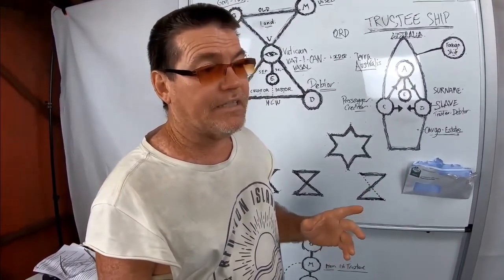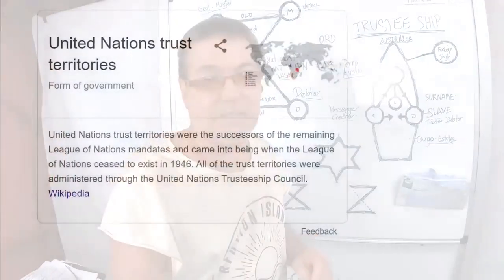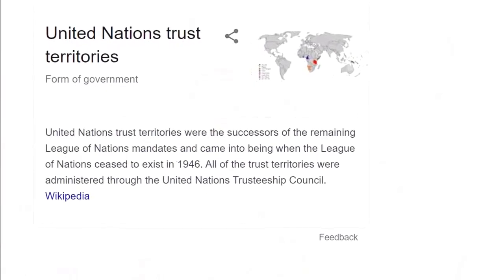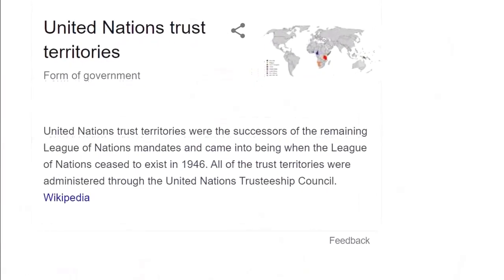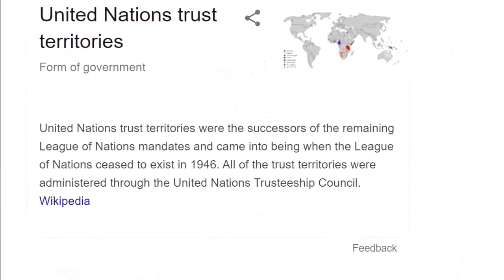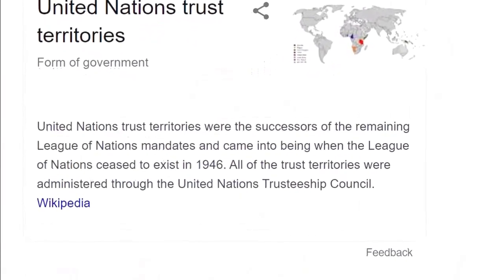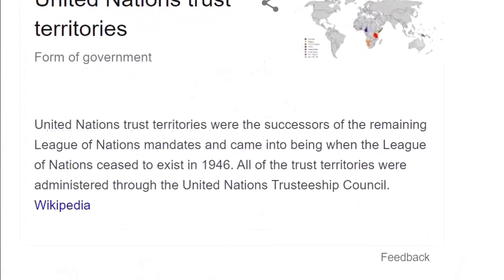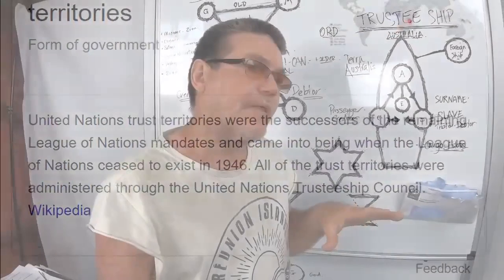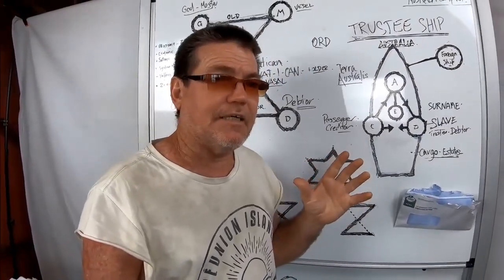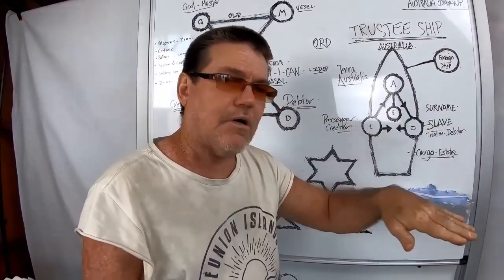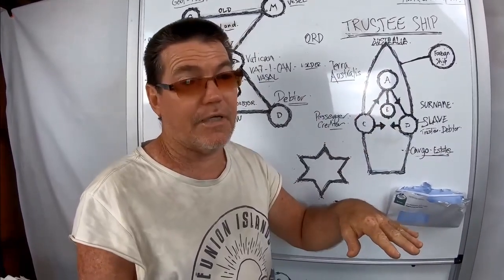And a trust territory is something that is governed by the United Nations, as you can see here. United Nations trust territories were the successors of the remaining League of Nations mandates, and came into being when the League of Nations ceased to exist in 1946. All of the trust territories were administered through the United Nations Trusteeship Council. And a trust territory is a layer of jurisdiction that sits over the top of the real land.